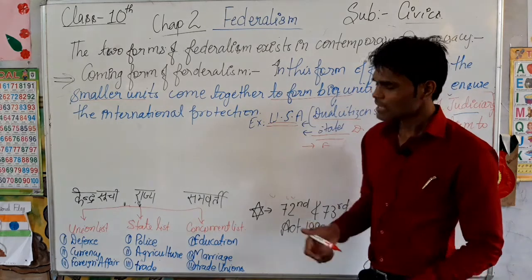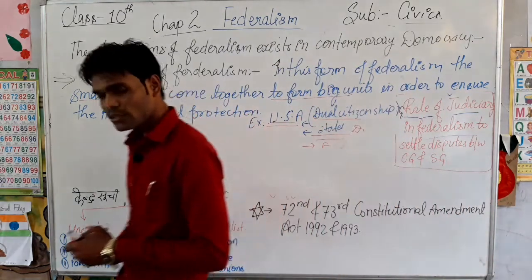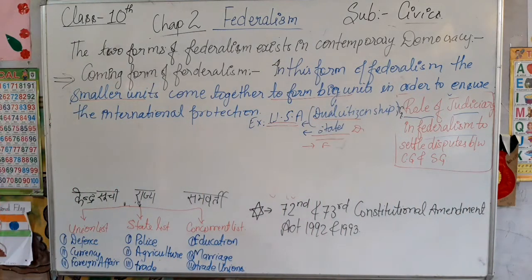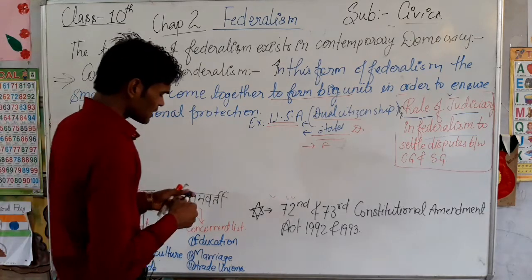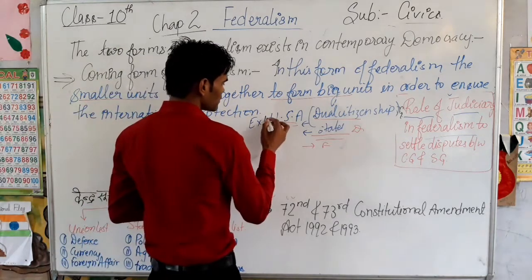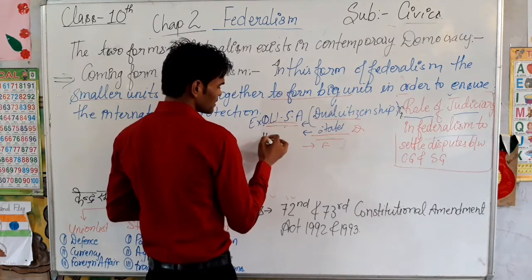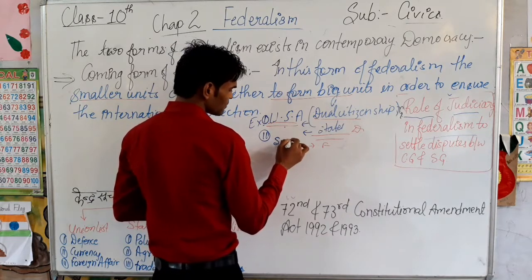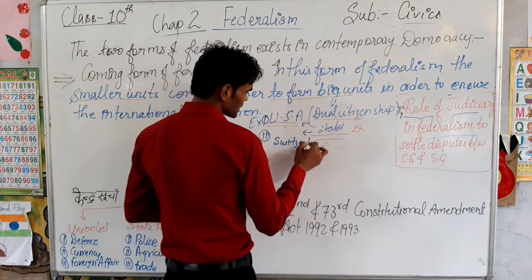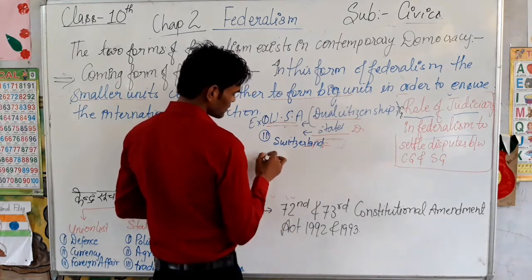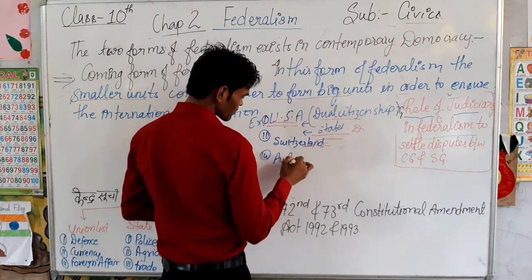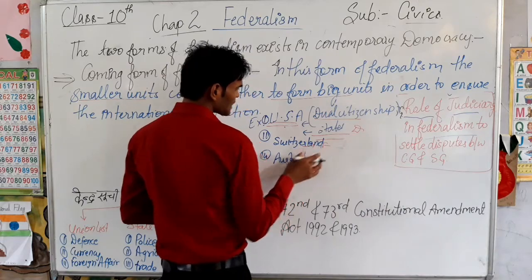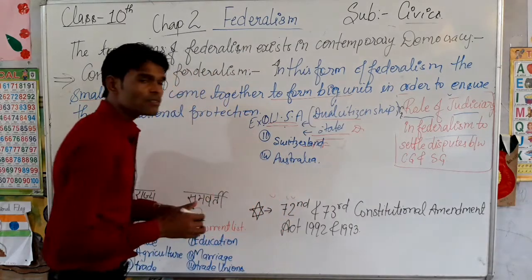Now the next point comes over here, the holding together form of federalism. I am giving you two more examples of the coming together form: Switzerland and Australia also. One example is USA, the second one is Switzerland, and the third one is Australia. So these are the examples of the coming together form of federalism.